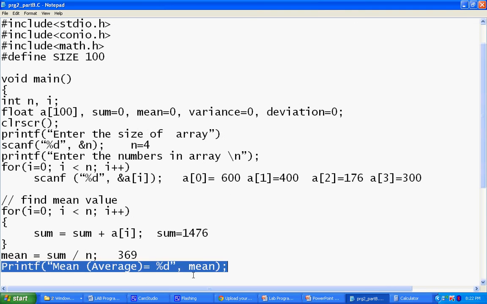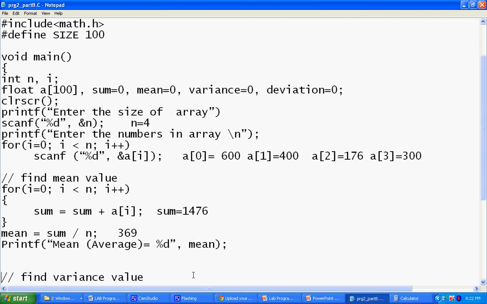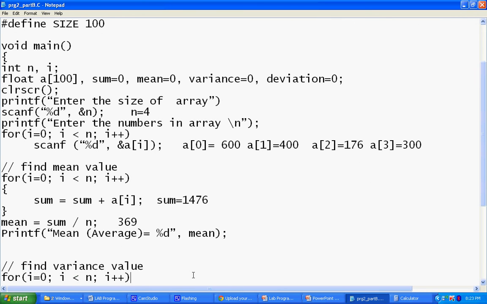Then the next job is finding the variance. As I already told, in order to find the variance, every time I have to take the original value, like 600 minus the average value, 400 minus the average value, 176 minus the average value. Each and every difference I get, I have to take the square of it. So the same thing we are going to read here in the formula, where we are finding the variance.